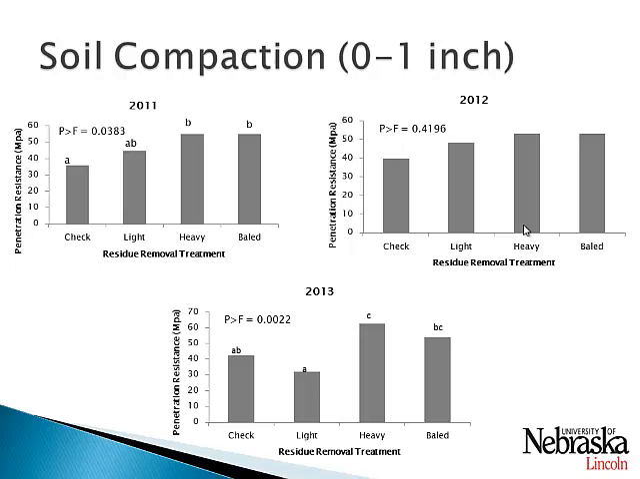And what we found is the first year, everything kind of lined up exactly how you might expect. These letters here mean that there is a statistical difference. So if there's a different letter, there's a significant difference statistically. The check treatment had the lowest amount of compaction, light grazing a little bit more, the heavy grazing and the baled treatments had the highest amount of compaction. So, if we were to hypothesize what was happening out here, this is what we'd expect to see.